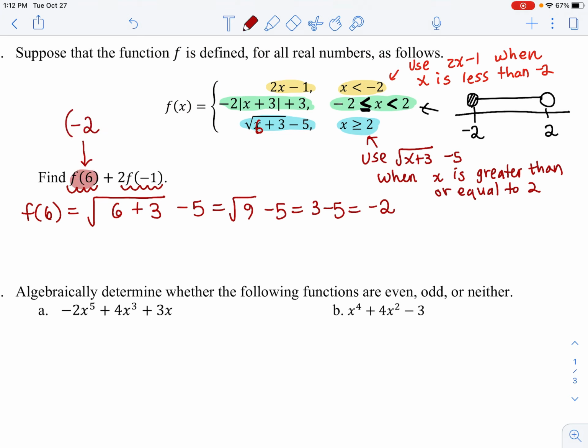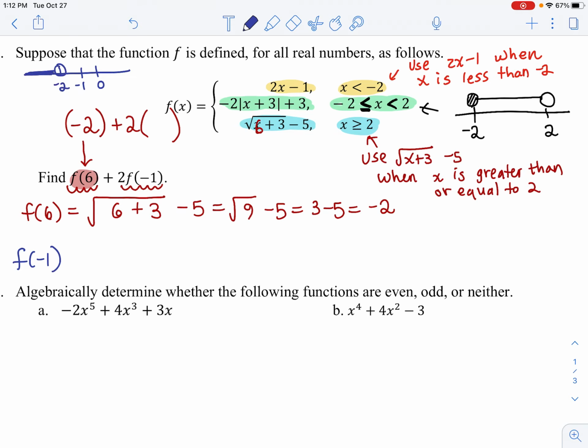So what we're going to do is negative 2 plus 2 times... Now I need to go and find f of negative 1. So let me find that, f of negative 1. Now let's see where negative 1 goes. Is negative 1 smaller than negative 2? No, it's not, right? Because there's 0, here's negative 1, here's negative 2.